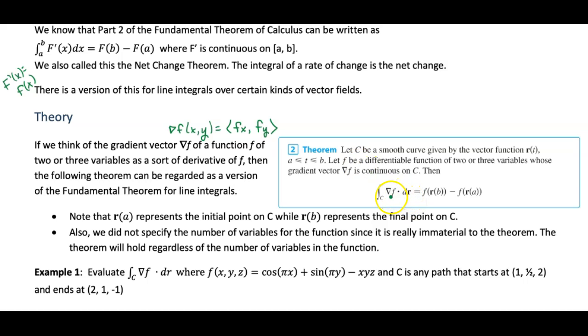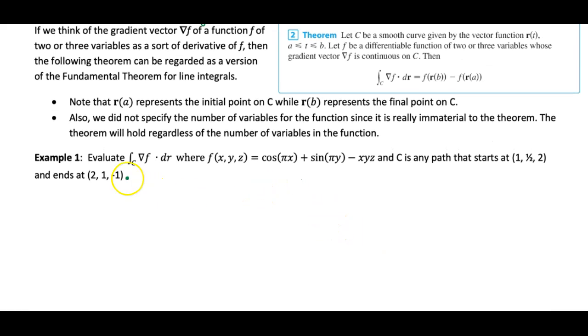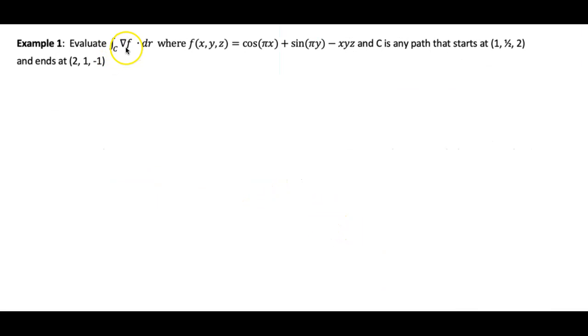So kind of like the same thing here. If the gradient is the derivative, we're going back to the original function, sort of taking the antiderivative. And just note that the initial point is a, the terminal point is b, just like in calculus 1. So let's do an example of this. We want to evaluate this integral of the gradient of f dot dr, where f of x, y, and z is equal to cosine of pi x plus sine of pi y minus xyz, and C is any path that starts at the point (1, 1/2, 2) and ends at (2, 1, -1).